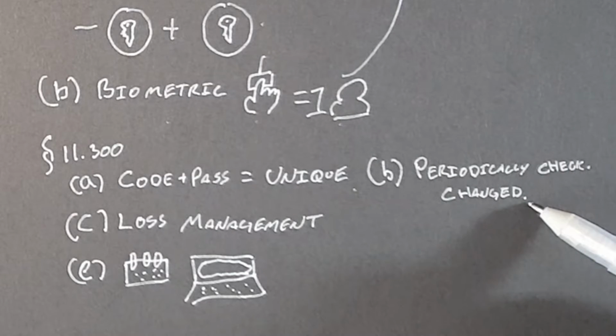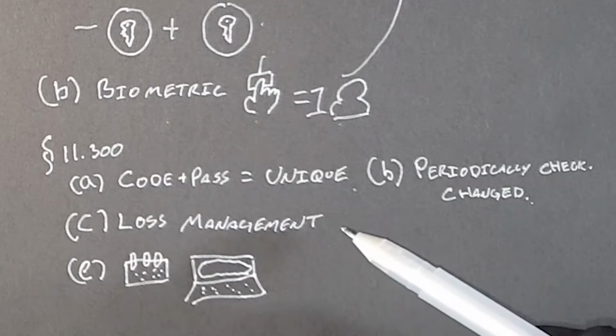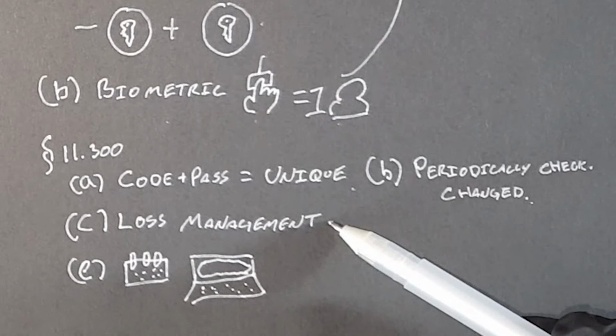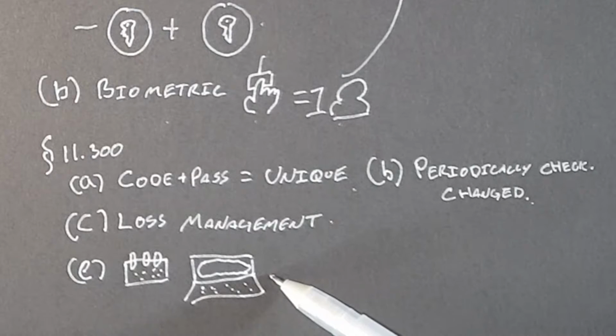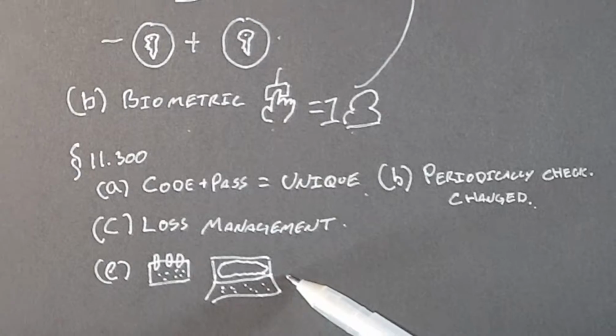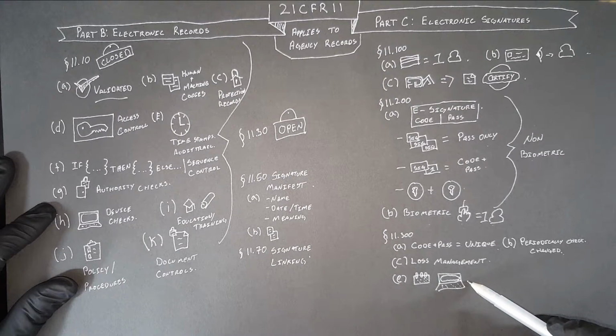To that end, periodically, we must either check or recall those usernames and passwords. We must have procedures in place for loss management. So if someone does lose or writes down and someone takes someone else's username and password, what do you do in those situations? And lastly, we must do periodic testing of the device, of the system, of any kind of tokens, any kind of cards used. Basically, there must be preventative maintenance of the system to ensure that these electronic signatures remain accurate.